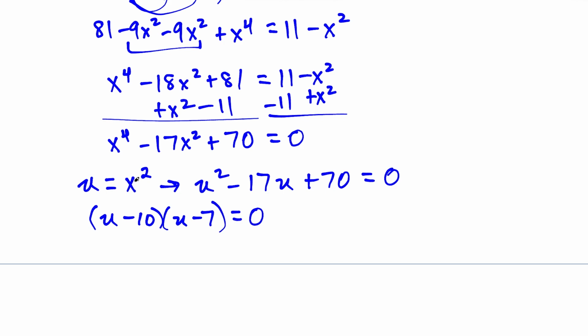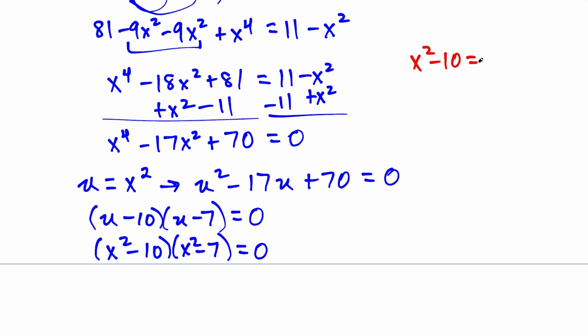So from here, we could substitute back for u. We would have u is equal to x squared. So we have x squared minus 10 times x squared minus 7 is equal to 0. So now we'll continue the work over here. We set x squared minus 10 equal to 0. And this we could solve. We have x squared equals 10 after we do plus 10 on both sides.